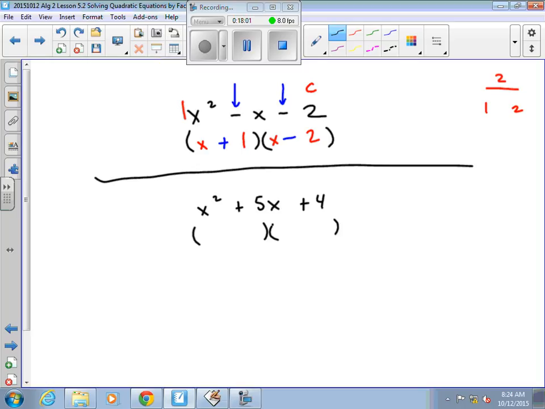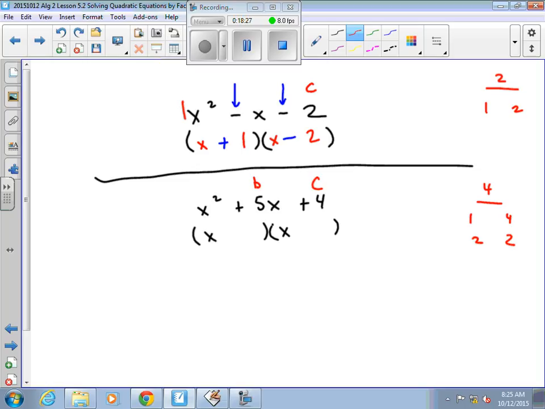Okay, again, your A value is simply 1, so we'll put x times x here. Your factors of C: 4 can be factored into two different pairs, unlike 2. 1 times 4 and 2 times 2. Now, that's the same number, so you know there's no numbers between 2 and 2. So which pair of those gets you to B's value, 5?